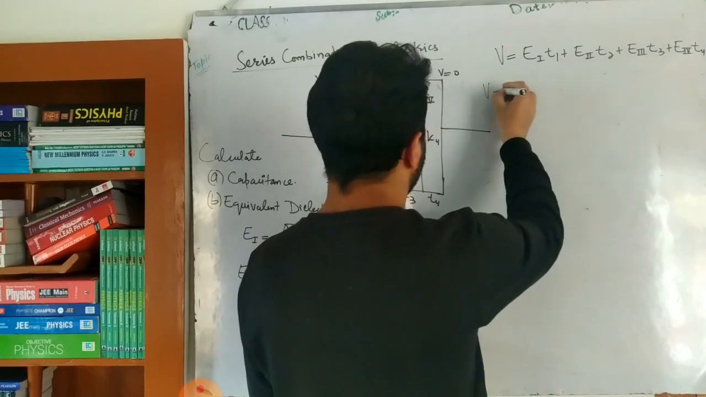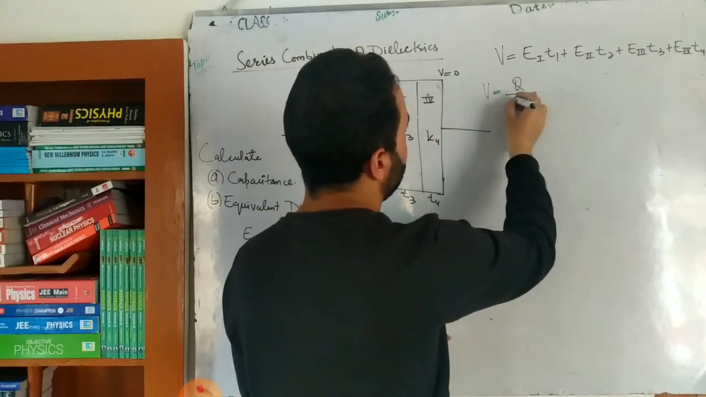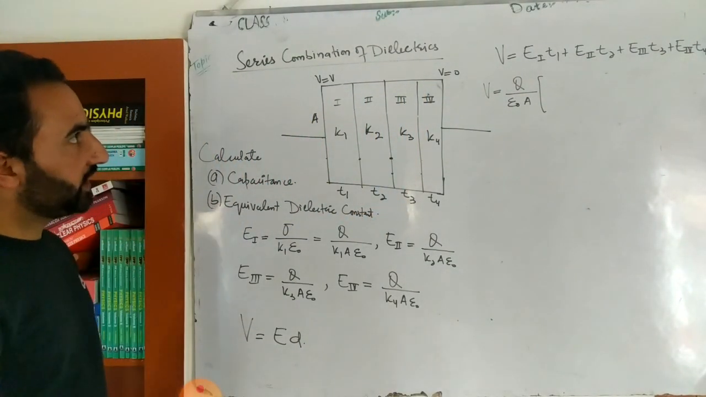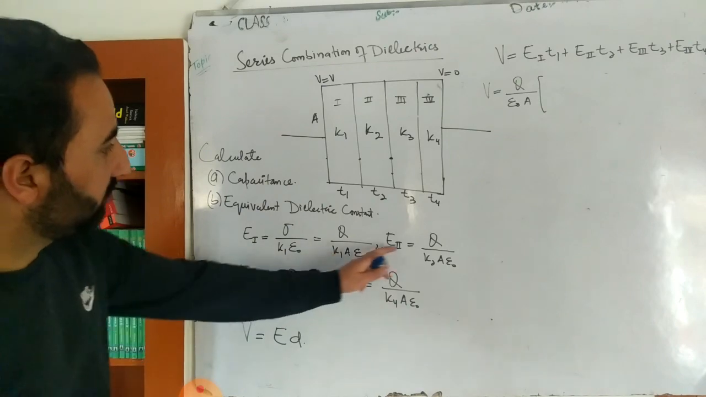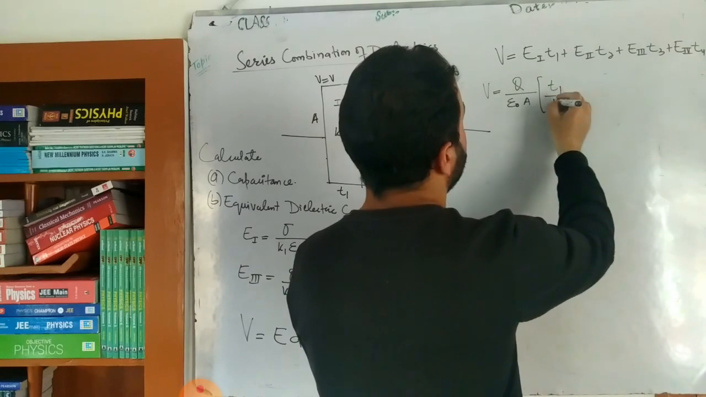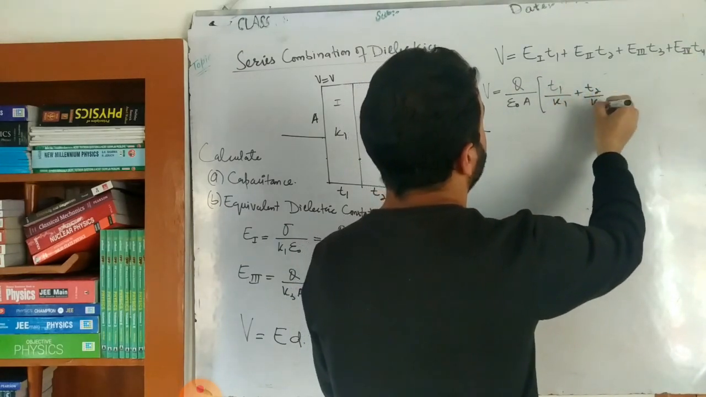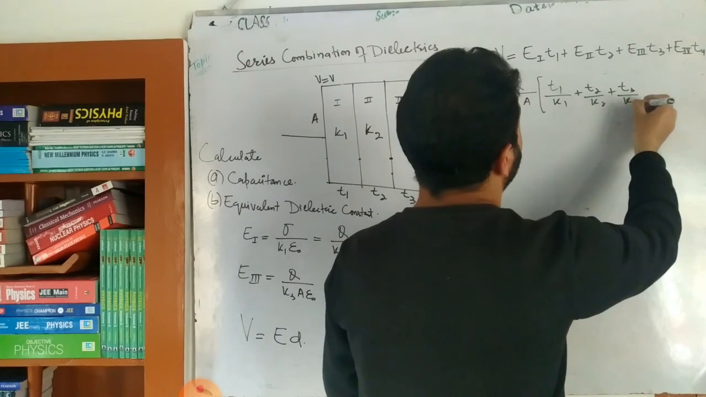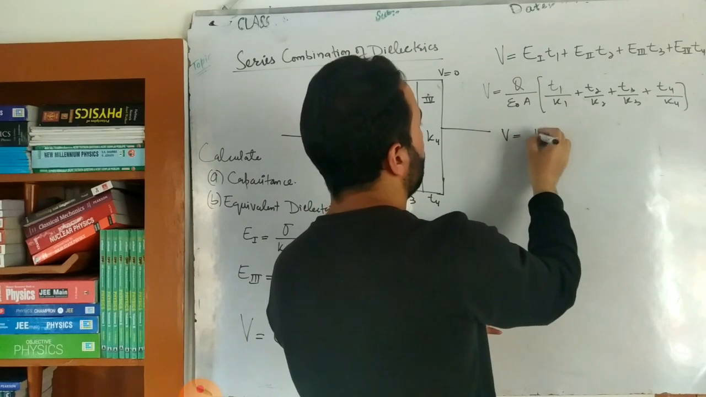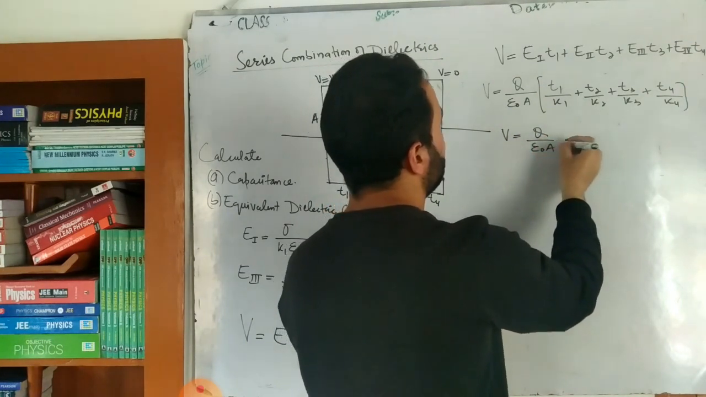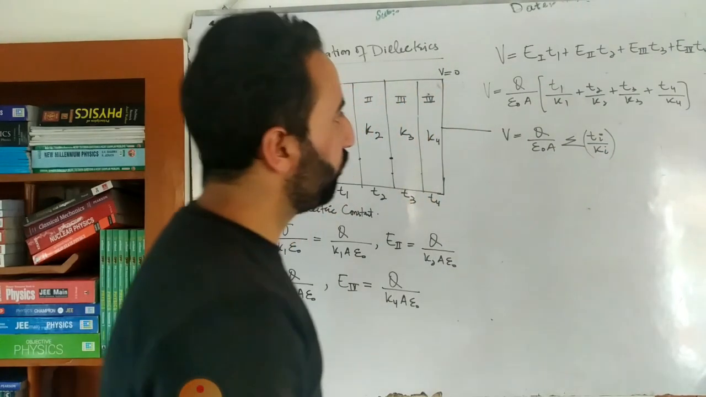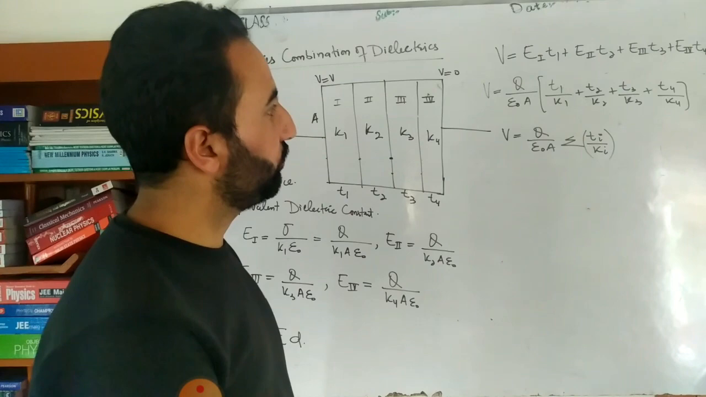Okay, so potential V will be equal to, let's take this common, Q divided by epsilon 0 A multiplied by, I take this common. Okay. So what is left? First of all, T1 divided by K1, isn't it? T1 by K1, T2 by K2, and so on. So here we have T1 by K1 plus T2 by K2 plus T3 by K3 plus T4 divided by K4. I can write it like this: V is equal to Q divided by epsilon 0 A multiplied by the summation of Ti by Ki, so that when i is equal to 1, it will be T1 by K1, i is equal to 2, T2 by K2, and so on.